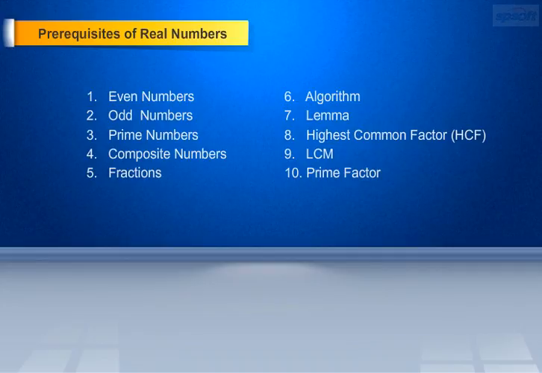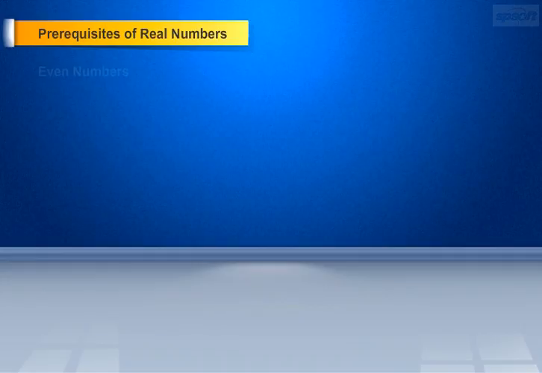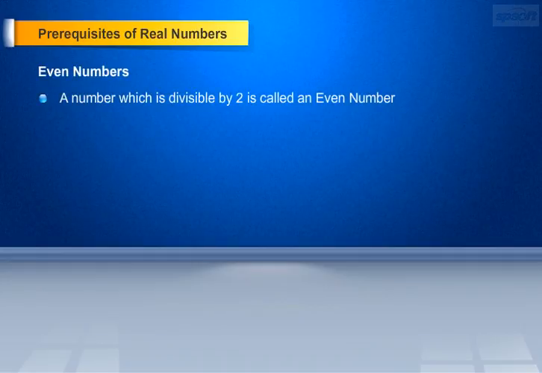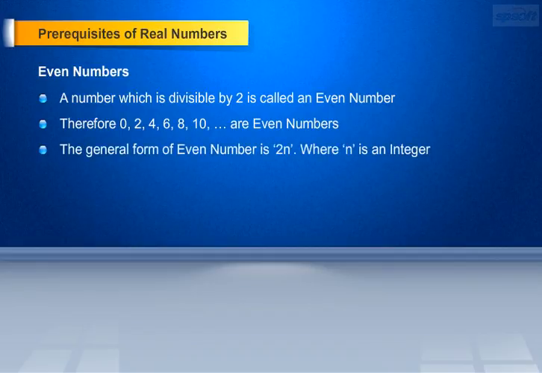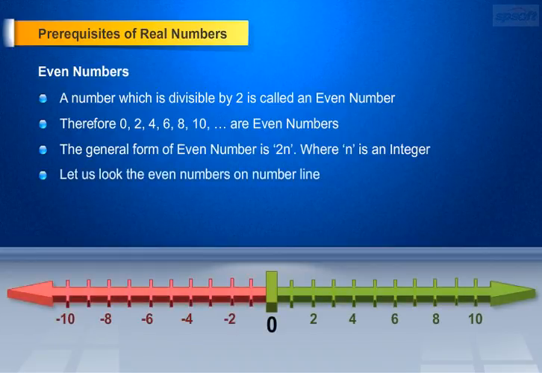Let us understand what even numbers are. A number which is divisible by 2 is called an even number. Therefore, 0, 2, 4, 6, 8, 10, and so on are even numbers. The general form of an even number is 2n, where n is an integer. Let us look at the even numbers on the number line.